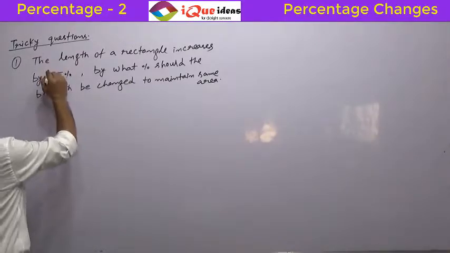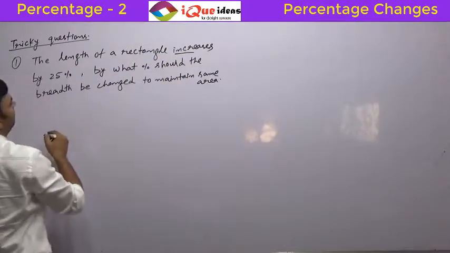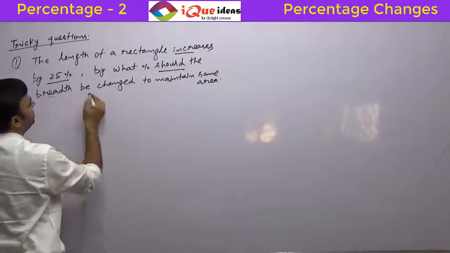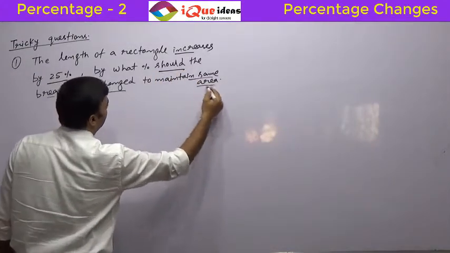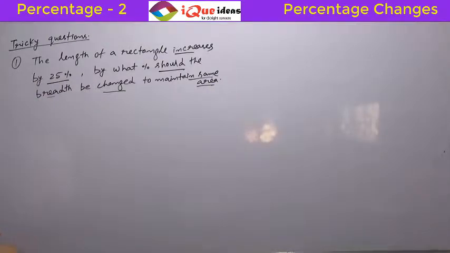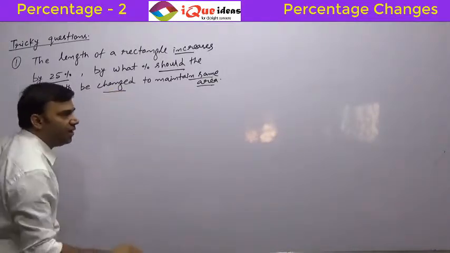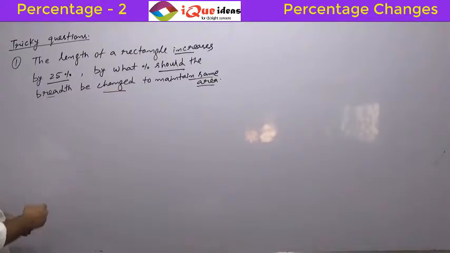Now, this question says the length of a rectangle increases by 25%. By what percentage should the breadth be changed to maintain the same area? One thing is very clear, the breadth has to be decreased. Why? If the length increases, area increases. But we have to maintain the same area, so breadth should be reduced. Alright. Now there are two ways to do this.